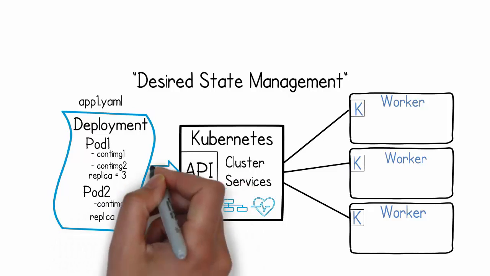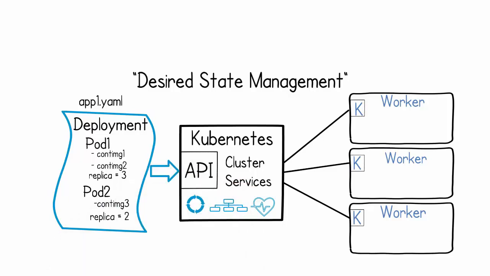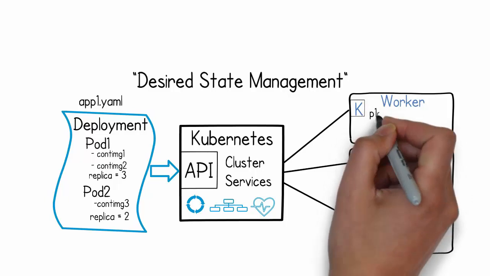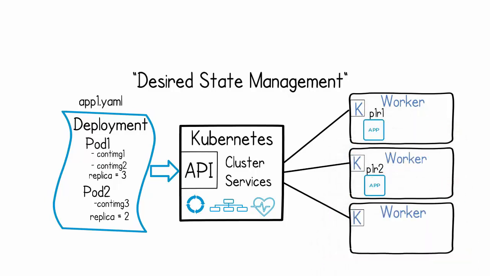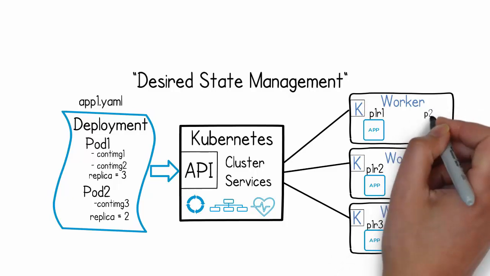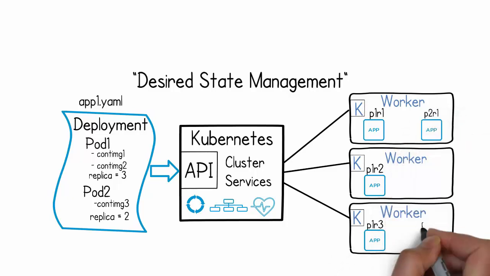The deployment file is fed to the API, and it will be up to the cluster services to figure out how to schedule pods in the environment and make sure that we have the right number of replicas. The configuration now has pod 1 replica 1, pod 1 replica 2, and pod 1 replica 3. In addition, we also have pod 2 replica 1 and pod 2 replica 2. At any given time, the cluster services are responsible for making sure that the configuration is running across all container hosts.